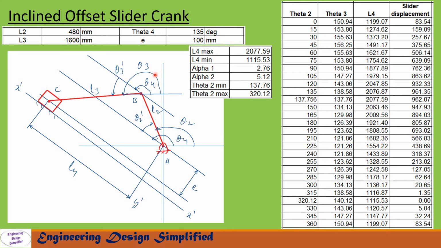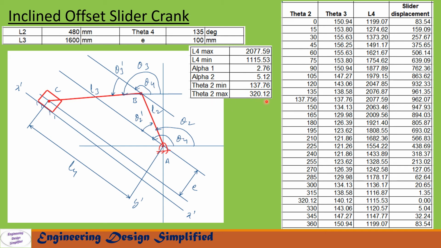After having derived all the necessary equations, let us see a problem. So in this problem we have taken crank length L2 as 480 mm, L3 coupler length 1600 mm, theta 4 is 135 degrees and E offset is 100 mm. So from the previously derived equations, L4 max is found to be 2077.59, L4 minimum is 1115.53, alpha 1 is 2.76 degrees, alpha 2 is 5.12 degrees, theta 2 minimum is 137.76 degrees, theta 2 max is 320.12 degrees.